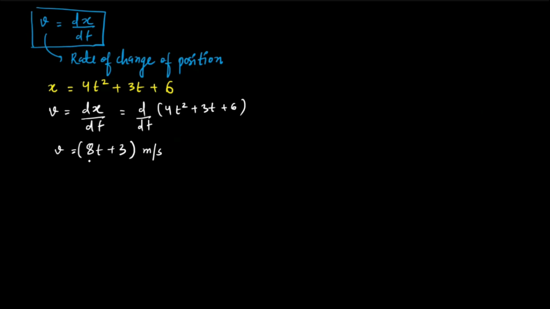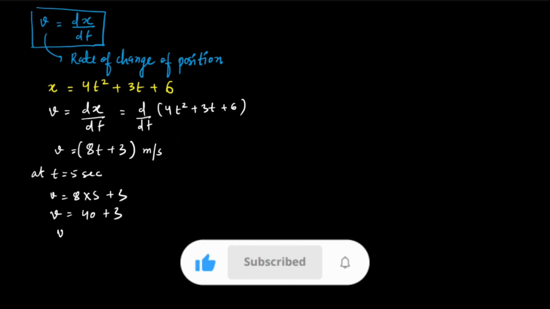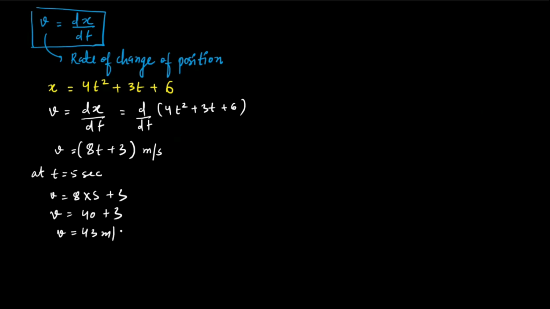And if you want to find the instantaneous velocity, let's say I want to find the velocity at t equals 5 seconds. So velocity must be 8 times 5 plus 3, which is 40 plus 3, which is 43 meters per second. So this is the velocity at t equals 5 seconds. This is something we can call instantaneous velocity. There are a lot of questions associated with this instantaneous velocity part, and a lot of difficult questions are there.